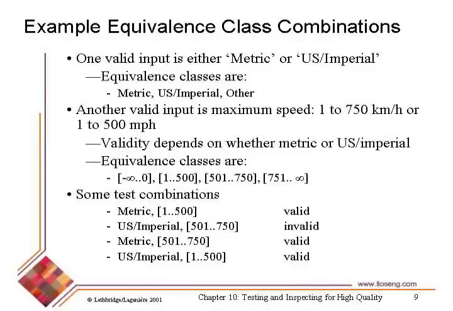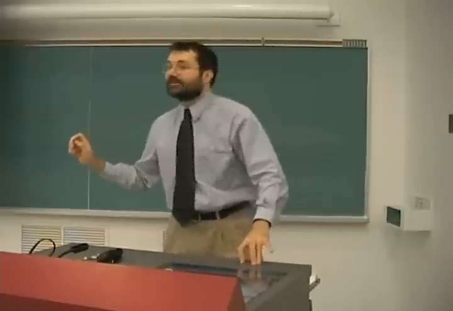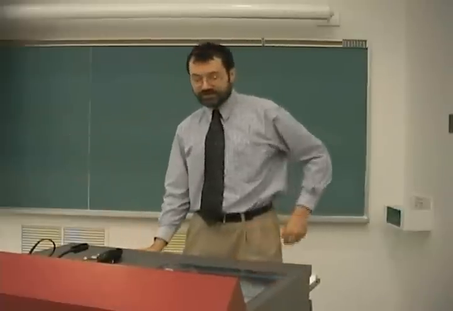So, in the input where the person types metric or clicks on the metric button, or clicks on the US imperial button, I have equivalence classes: metric, US imperial, and other. If it's possible to specify some value other than these, let's say a typed value or a string value that comes in on an input channel, I have to check whether some other invalid value is being specified. So that's the equivalence class for this input.